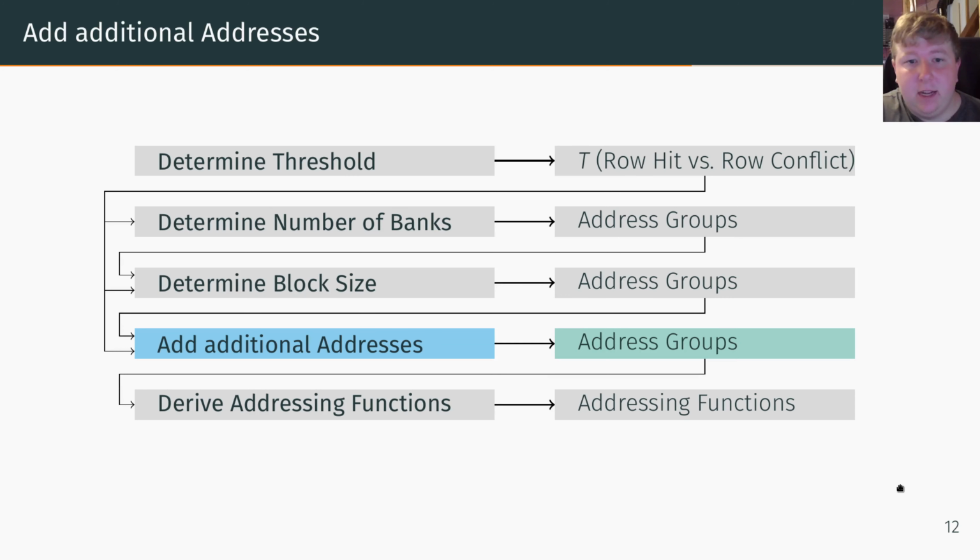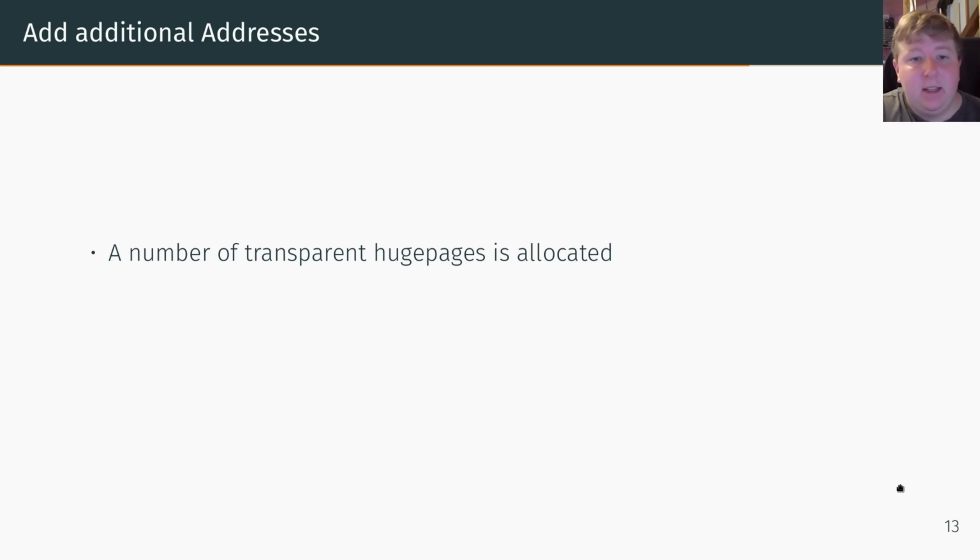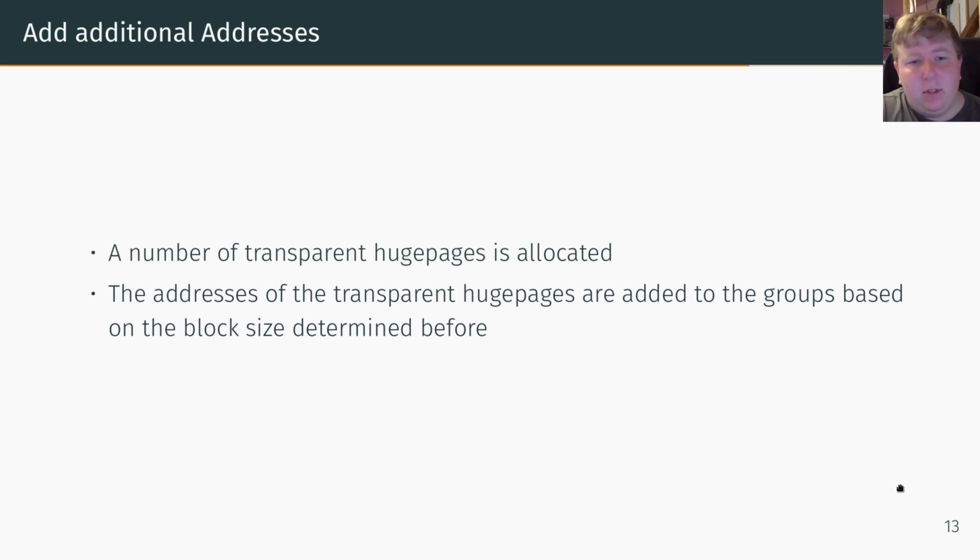The next step is to add additional addresses to the group. So a number of transparent huge pages is allocated in the beginning. Afterwards, the addresses of the transparent huge pages are added to the groups based on the block size determined before.